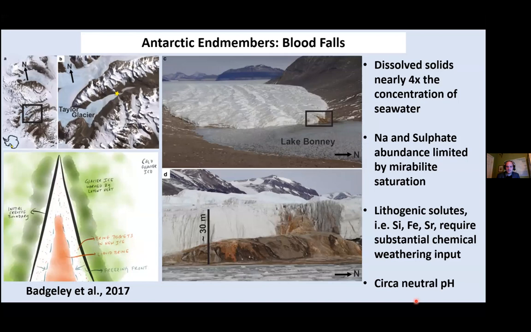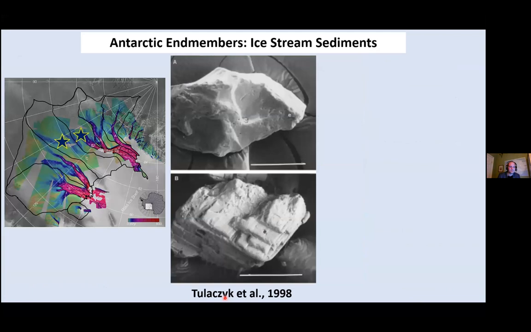So looking at our next end member, which are these ice stream sediments, sort of near the headwaters, if you will, of these Whillans and Kamb ice streams here. I couldn't find a picture of the core, but these are photo micrographs of the sediments. And you can see they are chemically weathered. There are little etch pits. So chemical weathering is actively going on in these sediments.